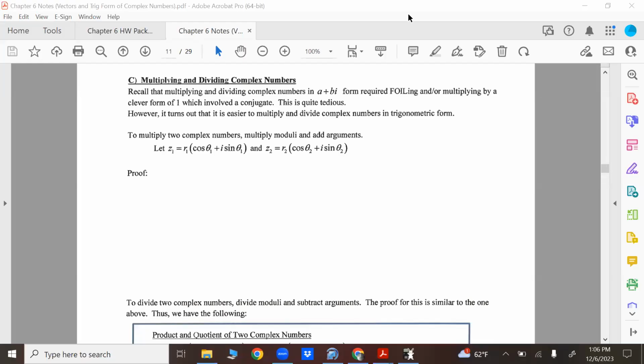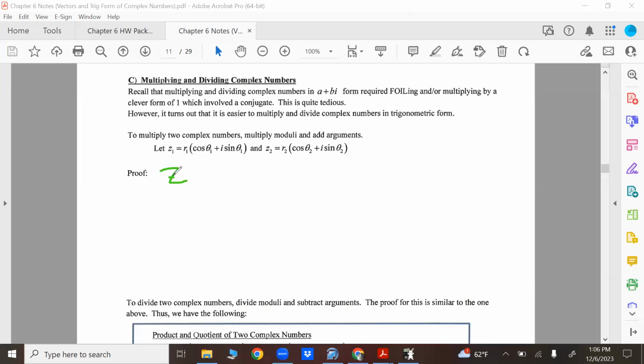So when you multiply complex numbers, you're foiling, which is not so bad if you have just two complex numbers, but if you have multiple complex numbers or really crazy ones, it can be a bit tedious. So here's a process we can use for doing it in trig form. Before I give you the formula, let me do the formal proof of it.